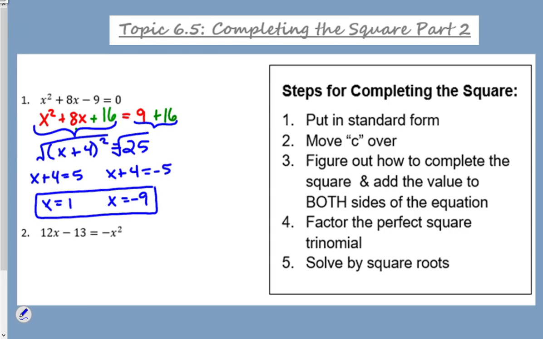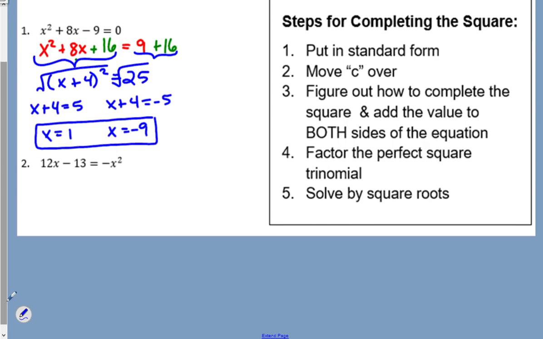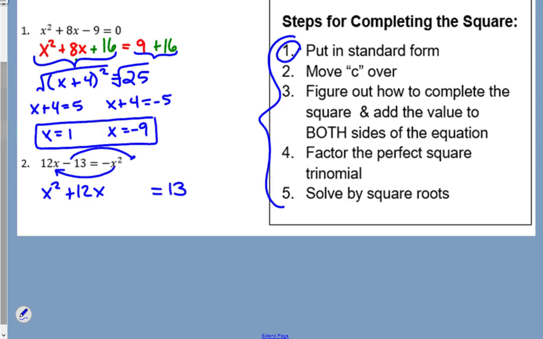Number 2, the only thing weird on number 2 is the fact that it's not in standard form. So you want to make sure you rearrange things so that you're set on what's what, what's A, what's B, what's C. So you'll notice that on the step list over here, there's now a different step 1. It says put in standard form. So on number 2, I'm going to go ahead and move this x squared over. In the same step, I'm also going to add the 13 over here. Okay, so again, it's the same exact process. It's just making sure that you're aware of what's what before you get started.